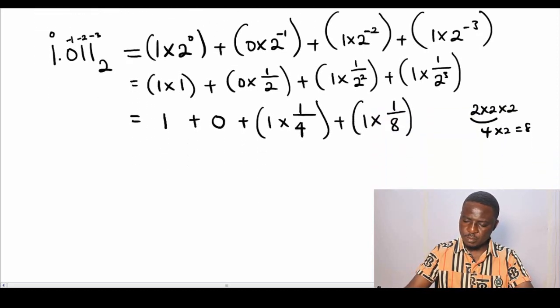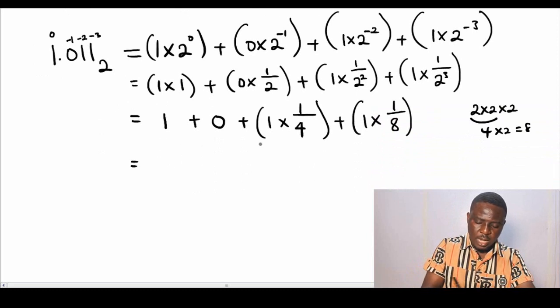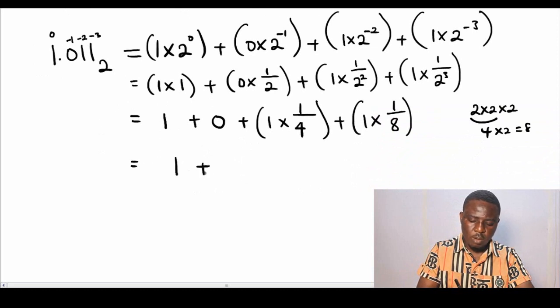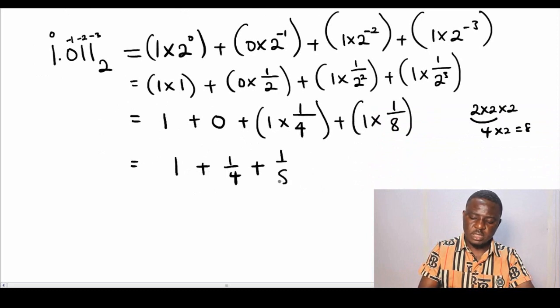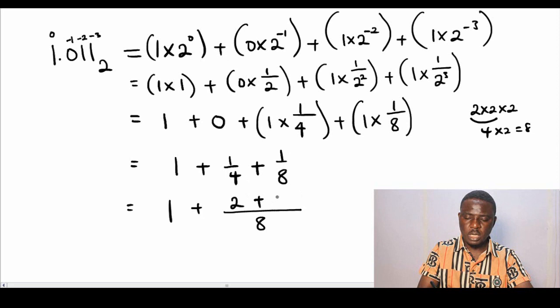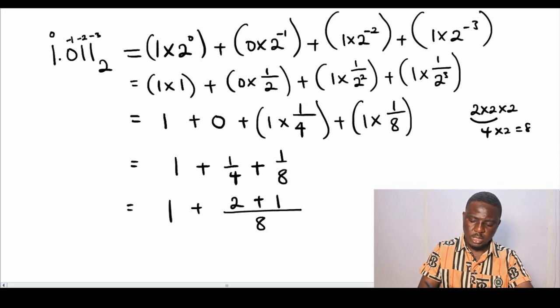So we'll simplify further by summing. 1 plus 0 is 1, plus 1 times 1 over 4 is 1 over 4, plus 1 times 1 over 8 is 1 over 8. This becomes 1 plus, find the LCM of 4 and 8, which is 8. 4 into 8 is 2. 2 times 1 is 2. Plus 8 into 8 is 1. And 1 times 1 is 1.